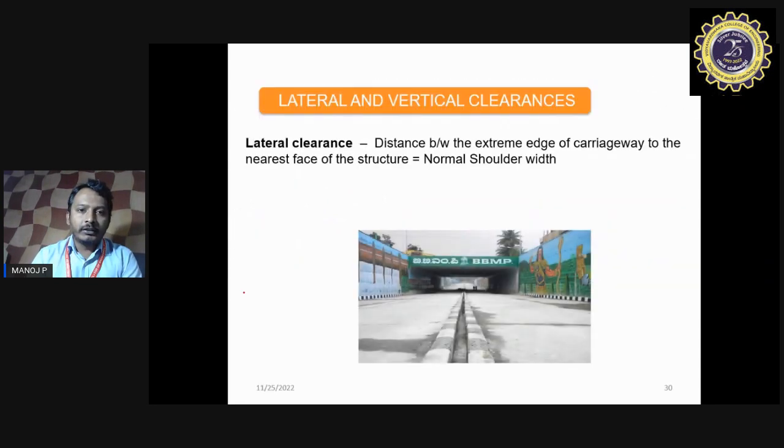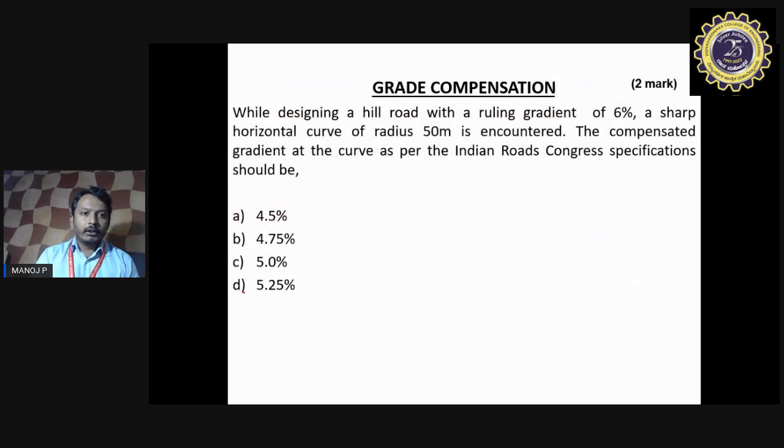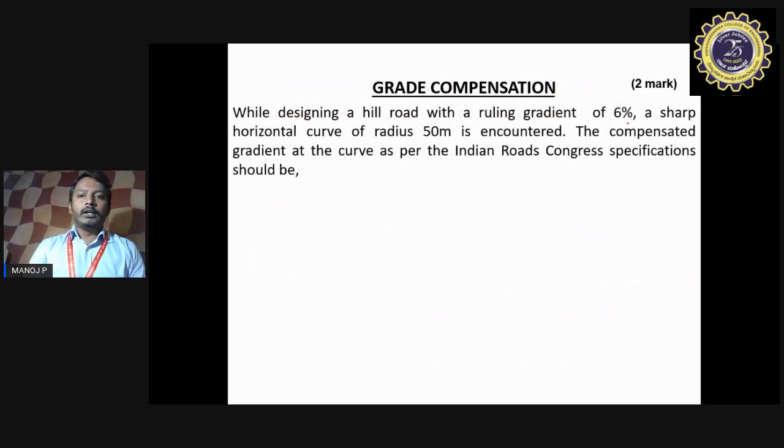What is grade compensation? This is very important. While designing a hill road with a rolling gradient of 6%, a sharp horizontal curve of radius 50 meter is encountered. What is the compensated gradient at the curve? What do you mean by grade compensation? In technical terms, look here. Normally, horizontal curves will be provided on a flatter gradient. When there is a gradient, that means when there is a steep rise or steep downward fall, then the grade should be compensated.